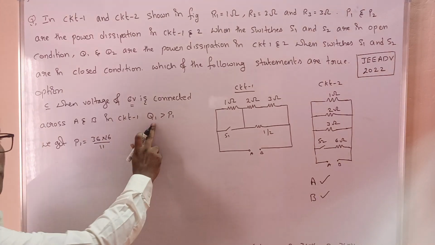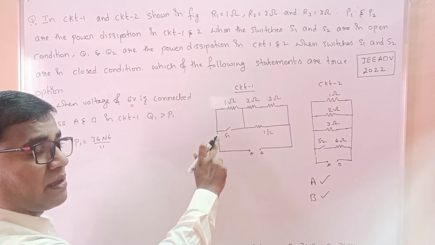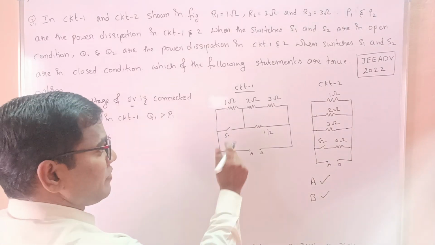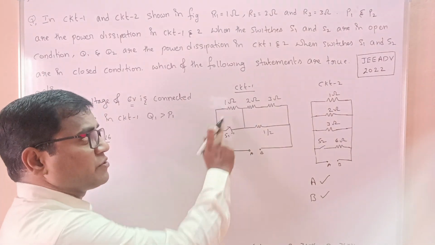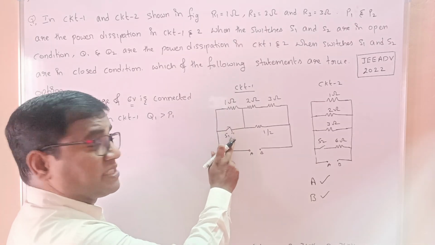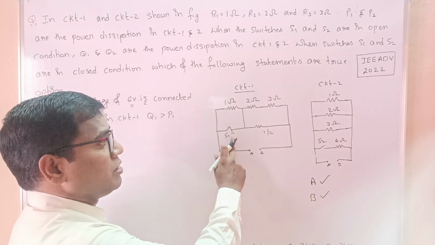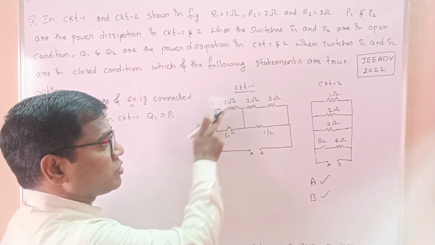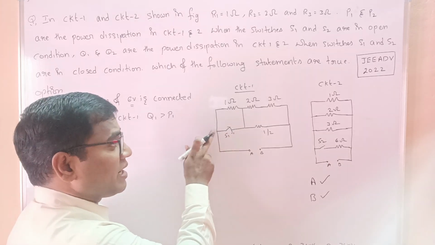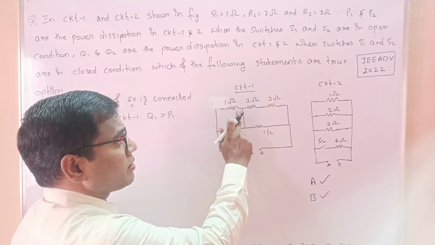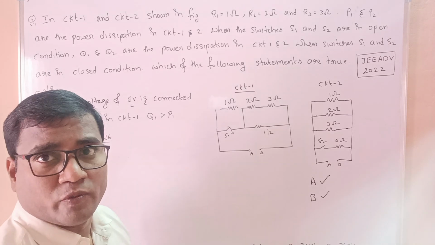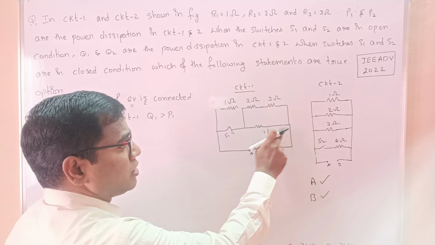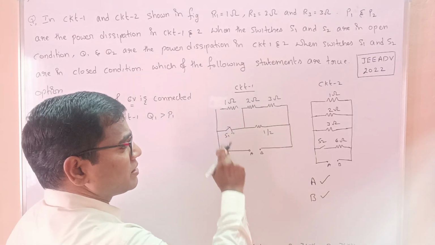Now we are going to calculate Q1, under the condition that S1 is closed. When S1 is closed, try to understand: this one is a high resistance path, and this is a conductor, a low resistance path. So current will not go through the 1 ohm. There is no use of the 1 ohm resistance. Current will directly go through this path, so this is a complete cycle.